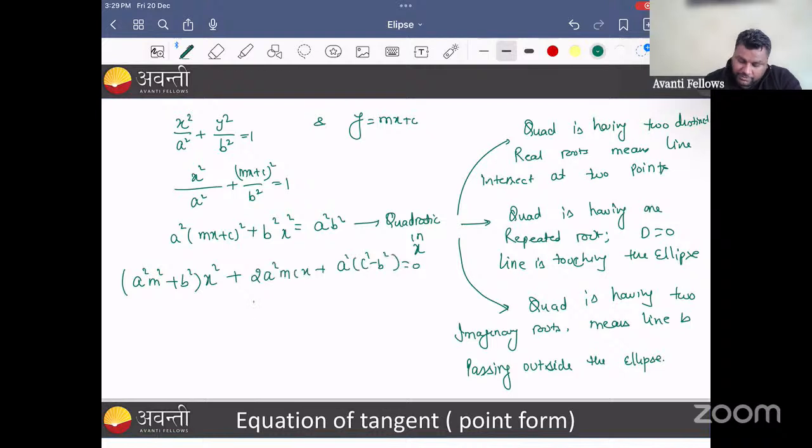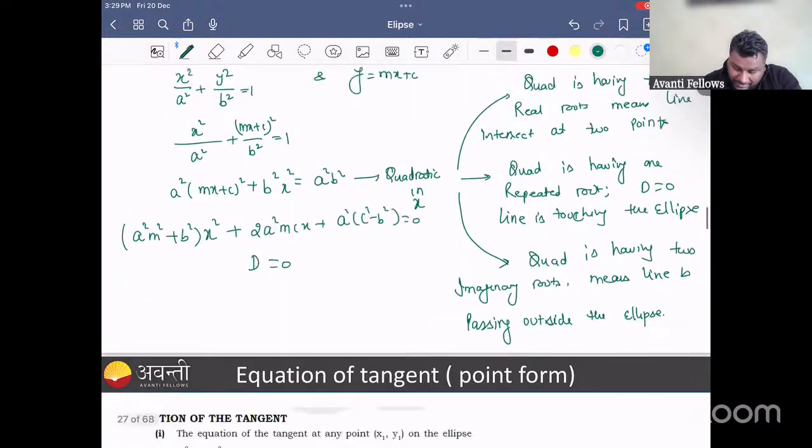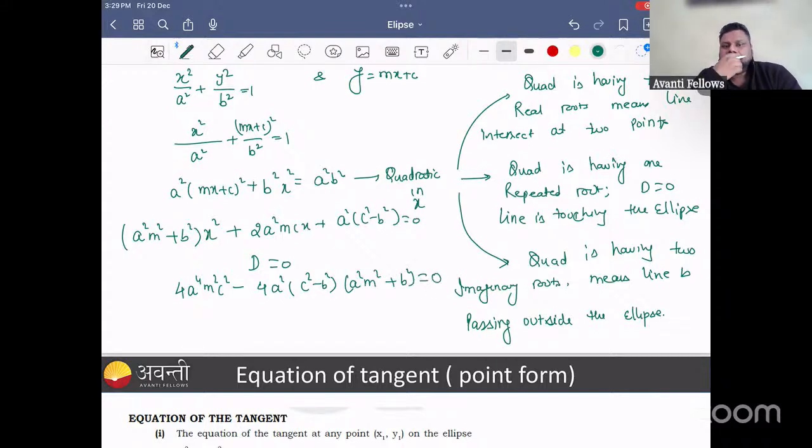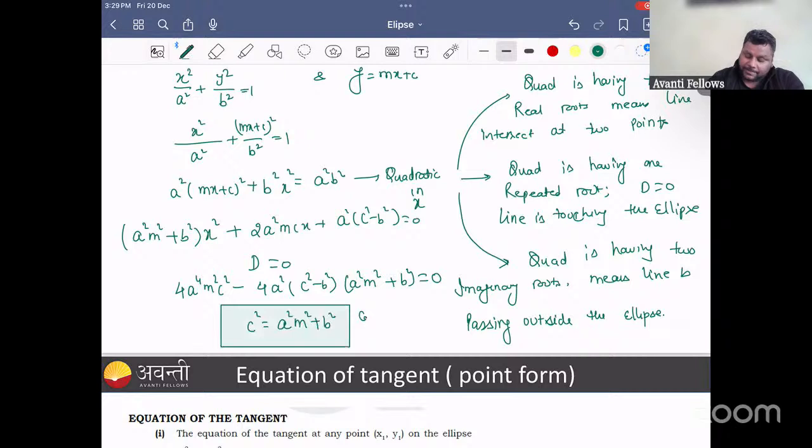Now, if you put D equals 0, you will get 4a to the power 4 m square c square minus 4a square into (c square minus b square) into (a square m square plus b square), and it should be 0. Clear? Now, if you simplify it, you are going to get c square equals a square m square plus b square. So, this is the condition for tangency.